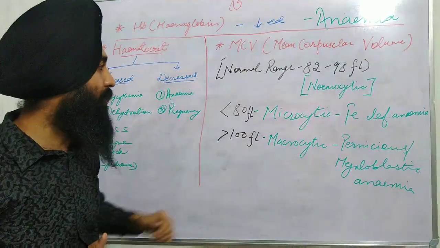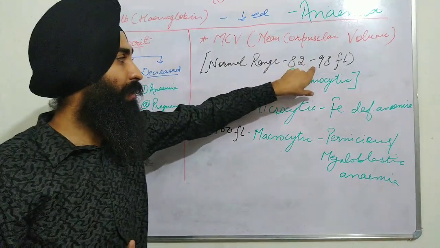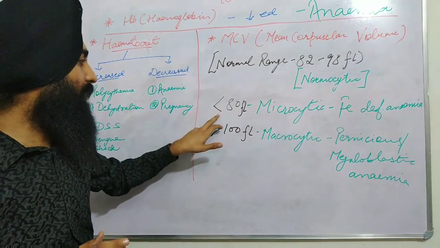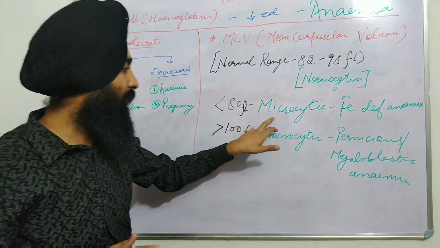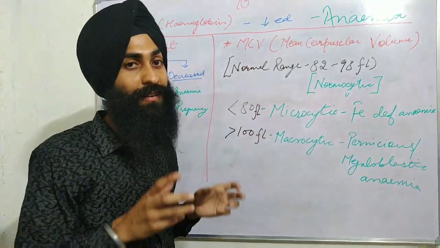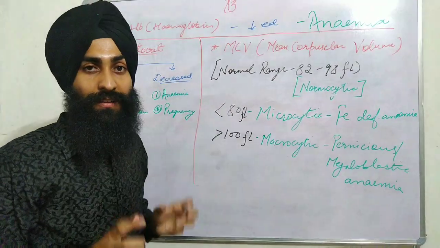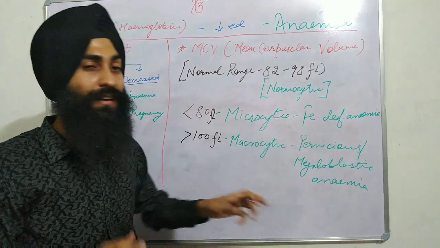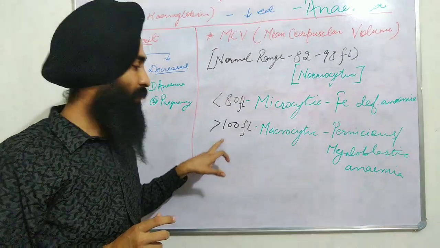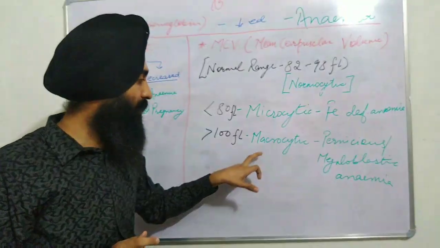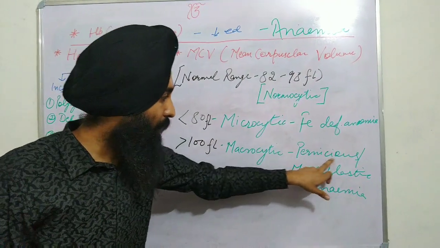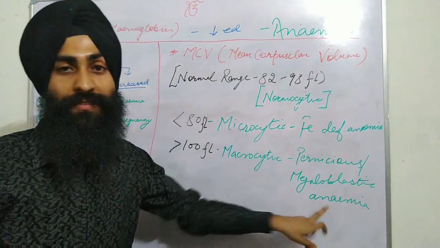FL is femtoliter. If MCV is in the normal range, that is called normocytic red blood cell. If it is less than 80 femtoliter, the condition is called microcytic anemia, or the red blood cell is microcytic, meaning small in size. The condition will be iron deficiency anemia. And next, if MCV is increased, that is more than 100 femtoliter, the condition is macrocytic, meaning RBC size is increased. The condition would be pernicious anemia and megaloblastic anemia.